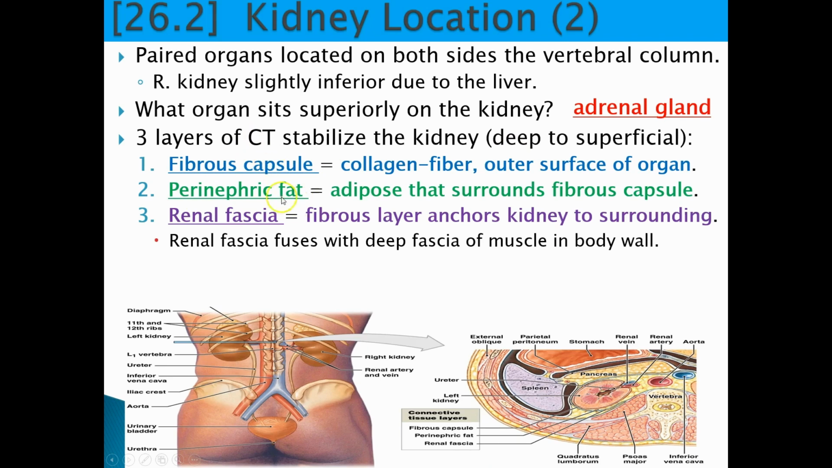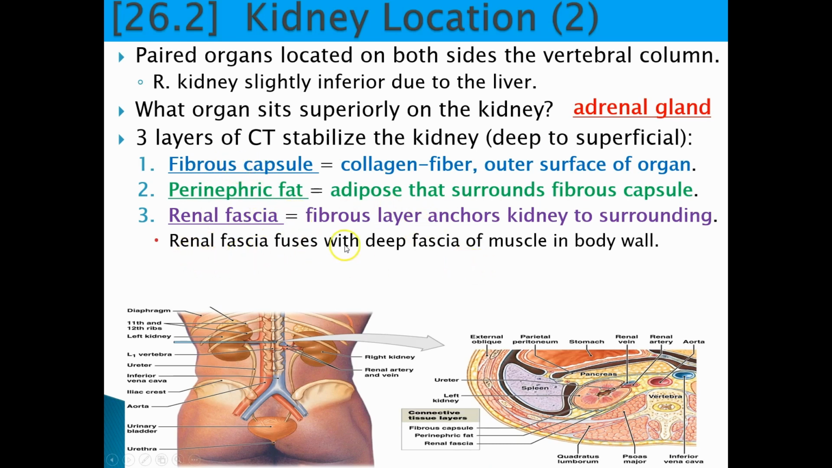Similarly, the same with fibrous capsule. Perinephric fat is a little bit hard for me to describe because usually I have to use the term adipose tissue, which I don't like doing. So definitely focus a lot of your attention on renal fascia and fibrous capsule, but it's not hard for me to list the following structures in order. Perinephric fat surrounds the fibrous capsule, and then the renal fascia is what's going to anchor it.